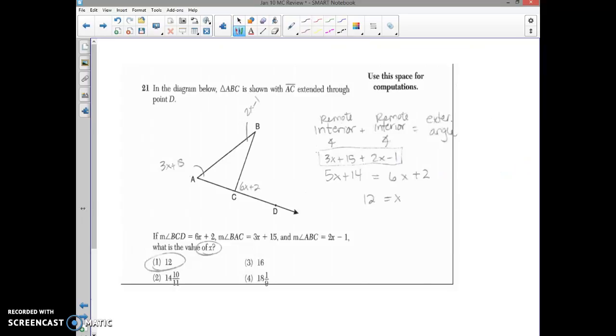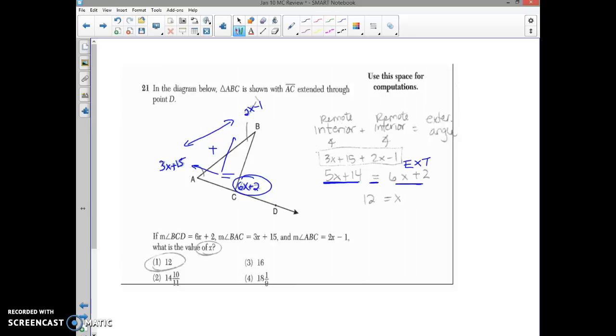All right, anybody in my class knows that I'm up here pointing to the remote interior angles. So start by labeling the diagram and thinking exterior angle theorem. And the exterior angle theorem is the exterior angle is equal to this angle plus this angle. So if I add these 2 angles together, I am going to get 5x + 14 equals the exterior angle.